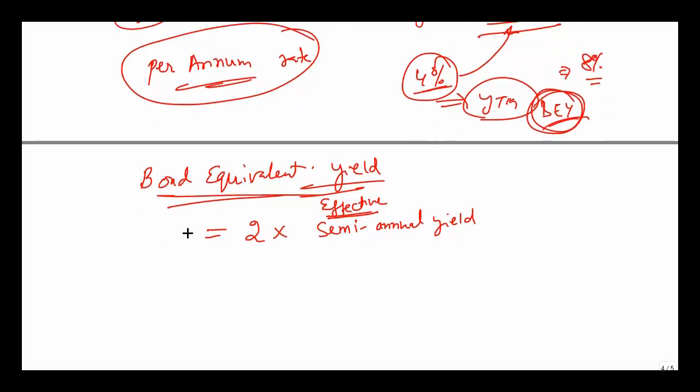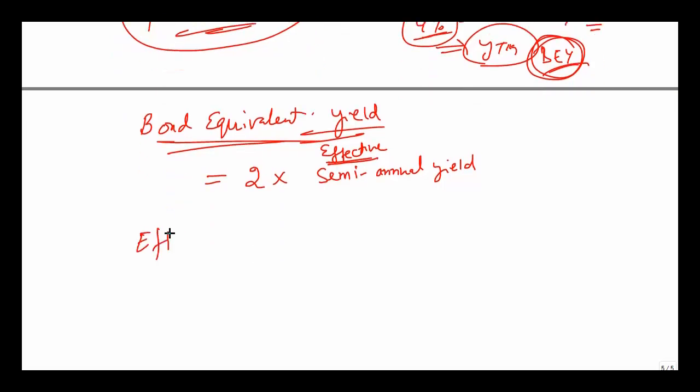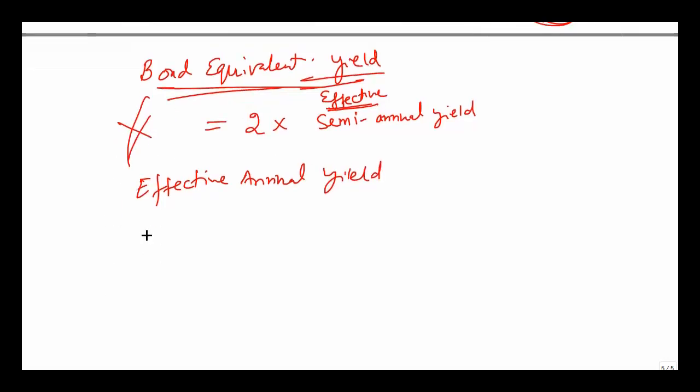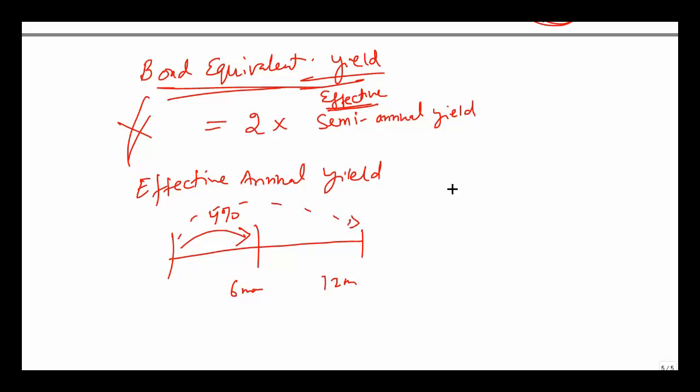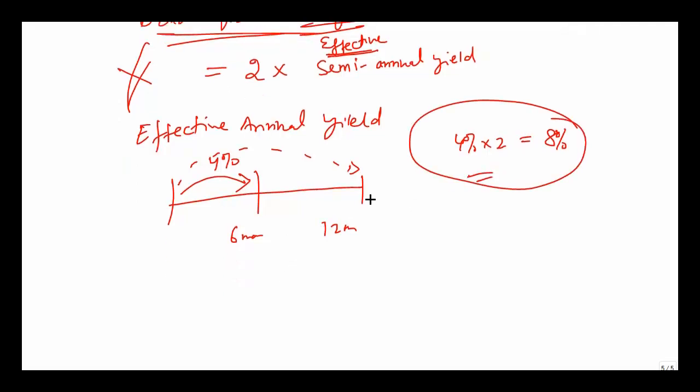Note that this bond equivalent yield is not equal to the effective annual rate. Bond equivalent yield and effective annual yield are not the same. Why? Because what the bond equivalent yield says is, if you are getting a return of 4% in 6 months, this is the time of 6 months, this is 12 months, then effectively over a 1 year period you get a return of 4% times 2, 8%. That is what the bond equivalent yield says.